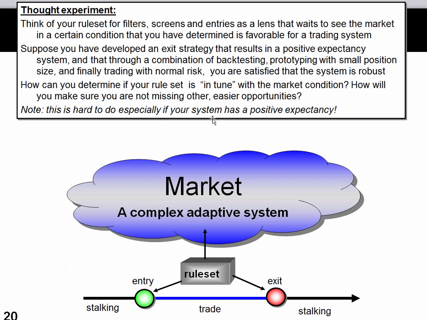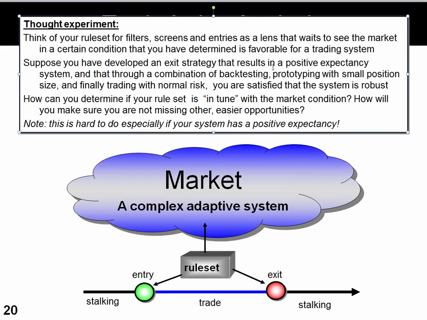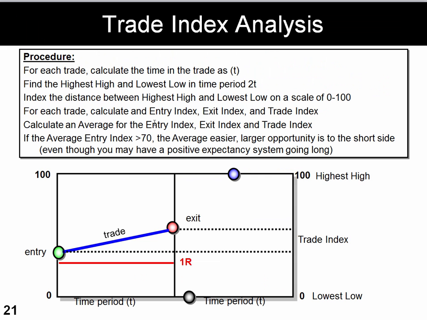So let's take this as a thought experiment: if the market is a complex adaptive system, our rule sets simply tell us when to stop stalking and when to enter when the market shows us certain conditions, and give us rules for when to be in the trade until we exit, at which point we start stalking again. If our rule sets are well timed to the market's ebbs and flows, then our efficiency in harvesting the gains that are available between those two time frames should be good. So we can use this idea of trade index analysis to compute that relative efficiency for large data sets.